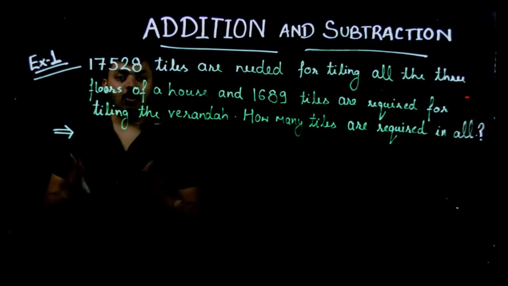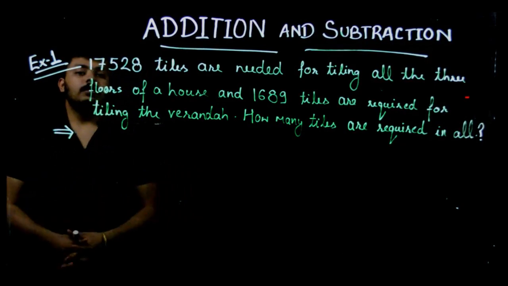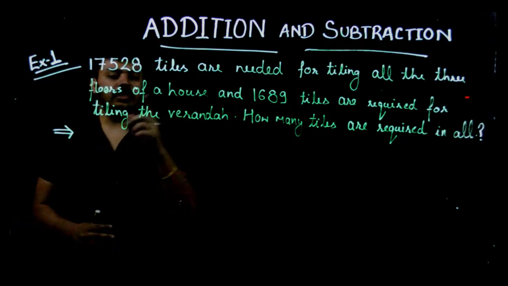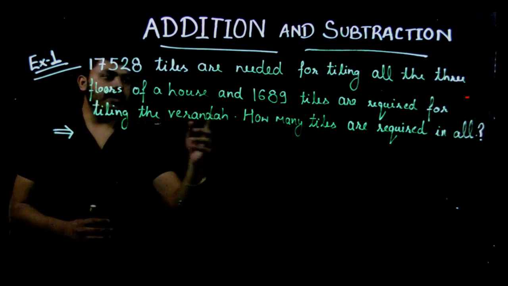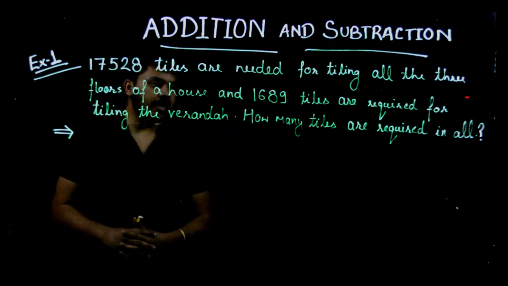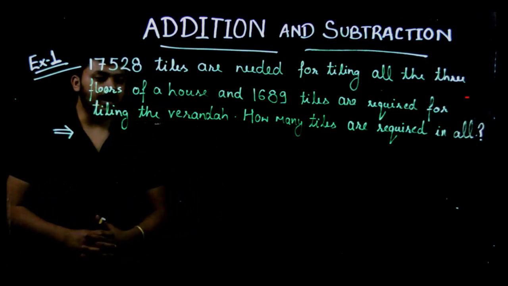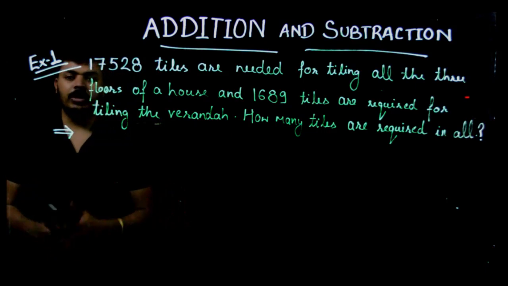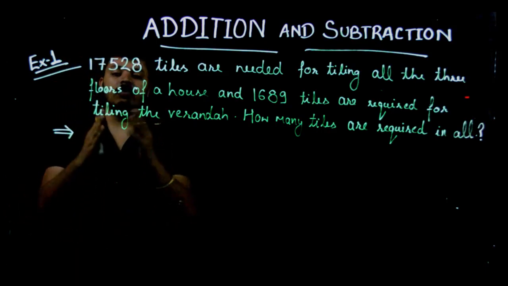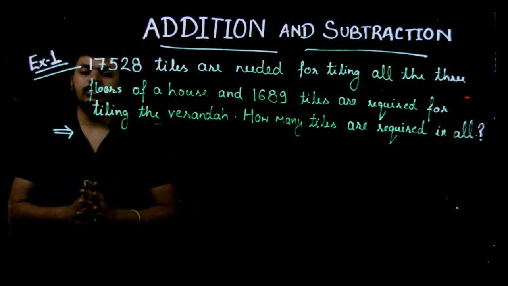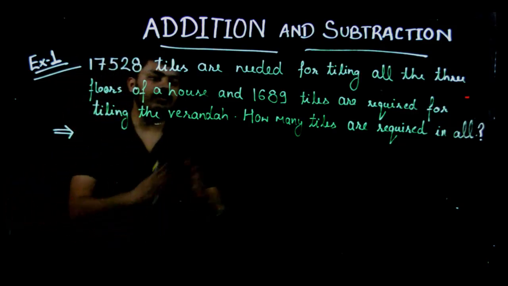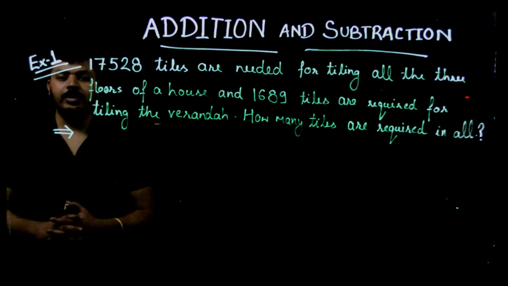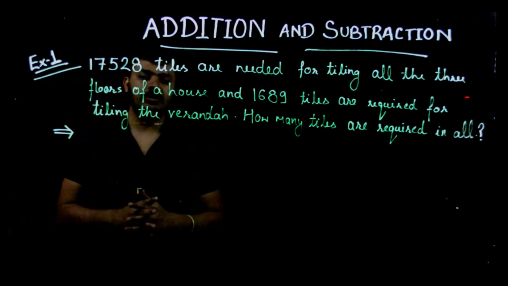So students, now let's look at example number 1. 17,528 tiles are needed for tiling all the 3 floors of a house, and 1,689 tiles are required for tiling the veranda. How many tiles are required in all? So in this question, we are given that the tiles required for the floors are 17,528 and that for the veranda is 1,689.